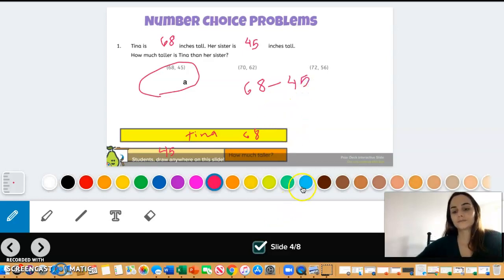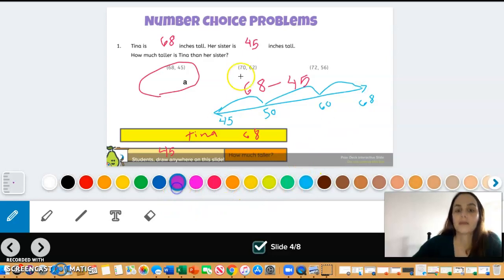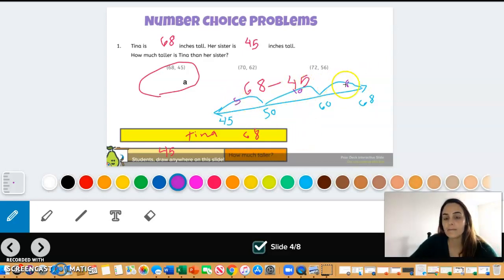Then you're going to choose a strategy that helps you to solve this equation. So I'm going to use the number line counting up strategy, because this is a strategy that I feel more confident with. So 45, and I need to make jumps up to 68. So, okay, plus 5 equals 50, plus 10 equals 60, and then plus 8 equals 68. So now I'm going to write the jumps. Okay, and my answer will be 5 plus 10 plus 8, which equals 23. Okay, so that will be my answer.